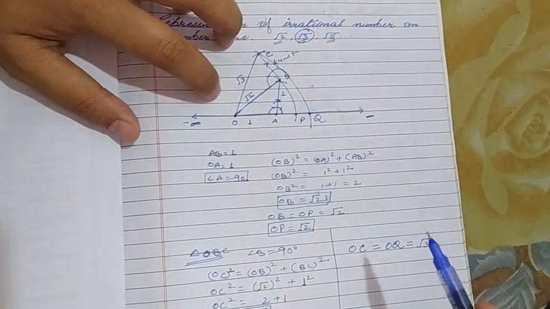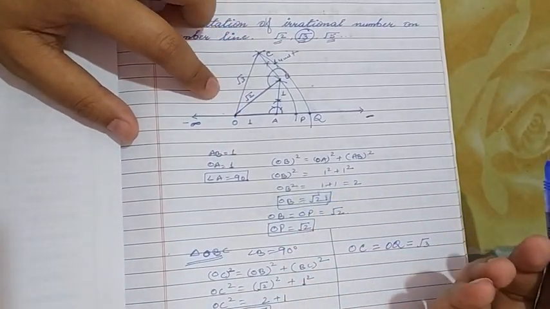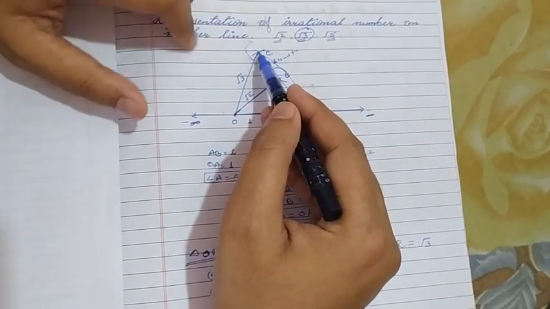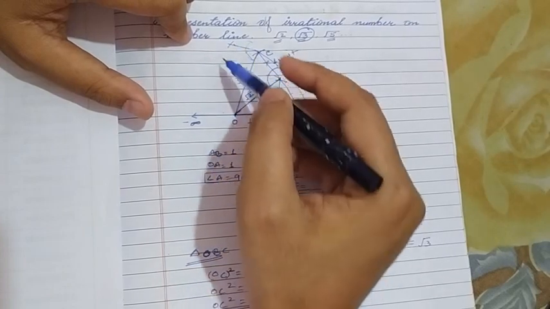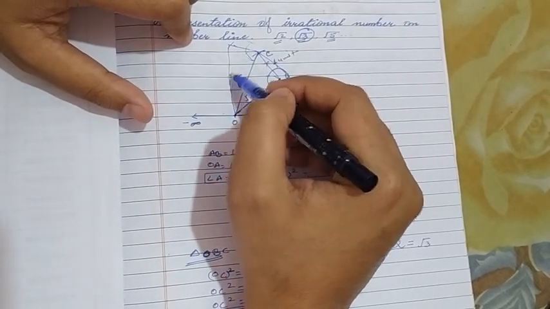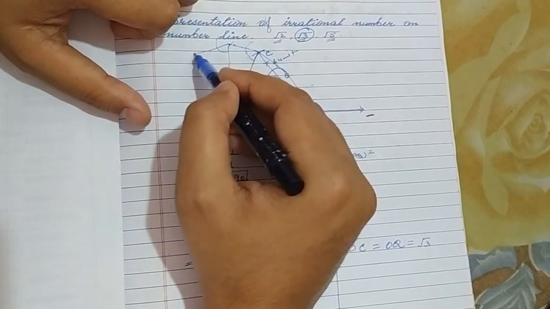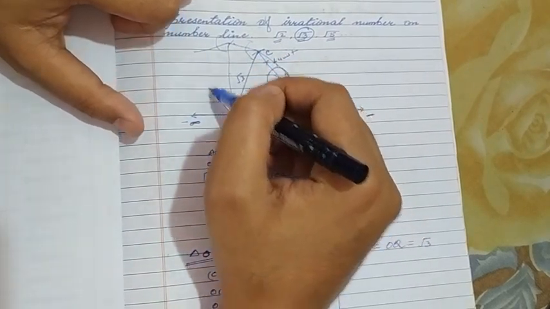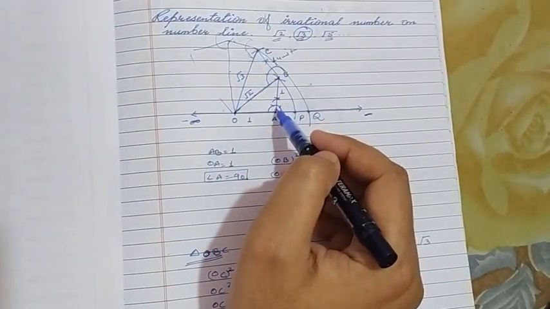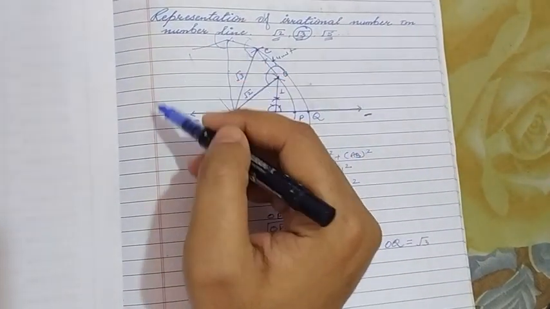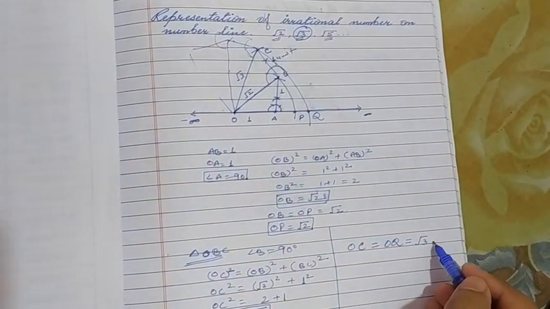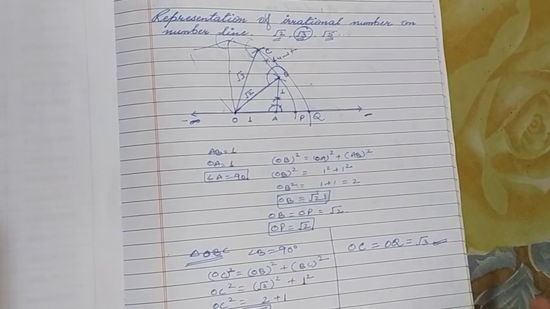So like this we can represent root 5. On this again we'll draw a perpendicular, take 1 unit and join it. It is root 2, root 3, root 4. Again here we'll draw for root 5. Like this we'll proceed and we'll get the square root spiral here. So OQ is equal to root 3.